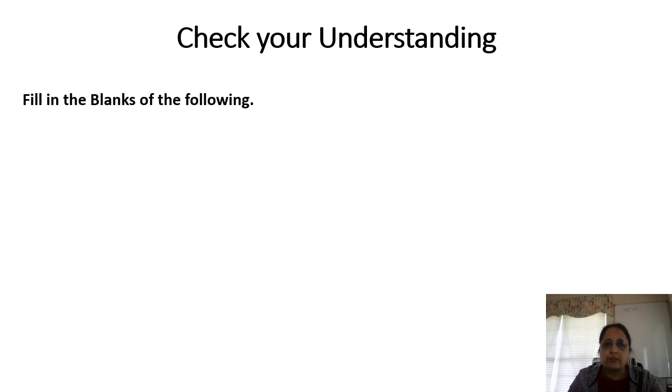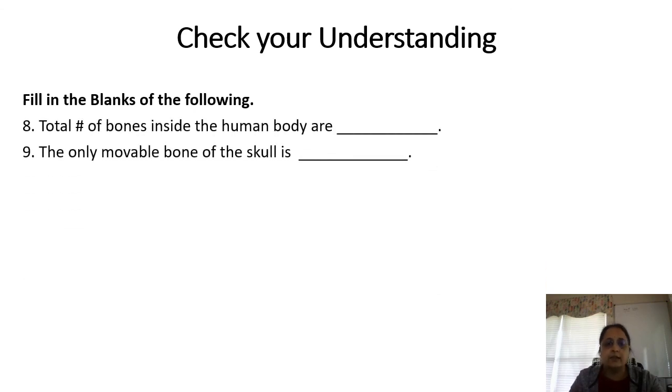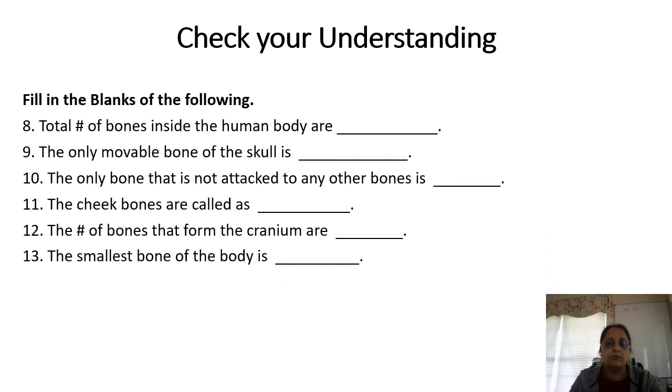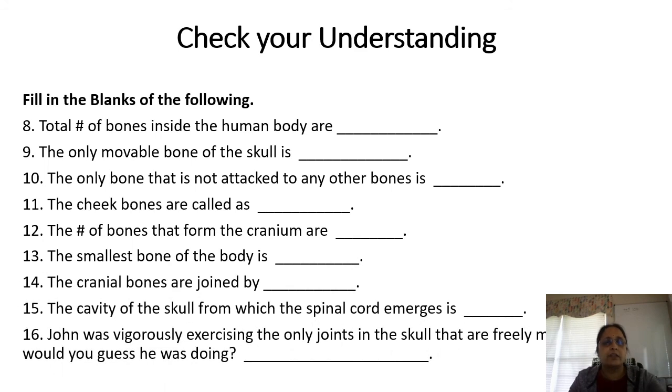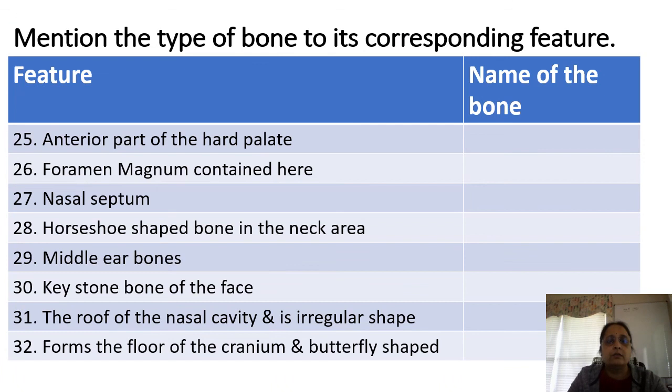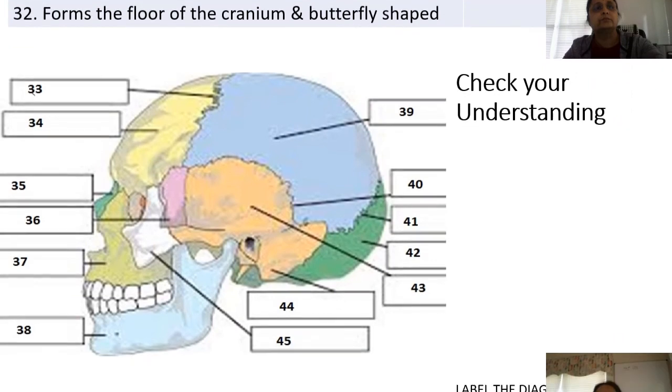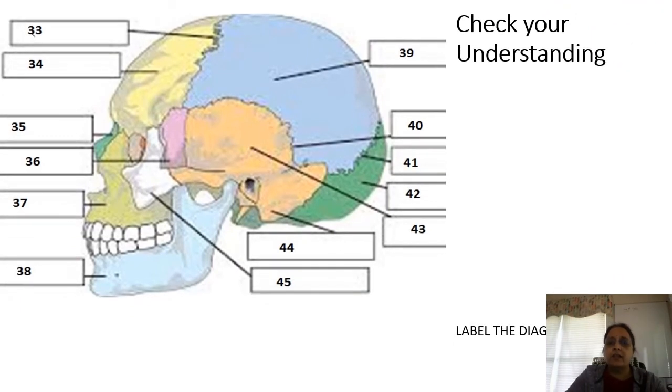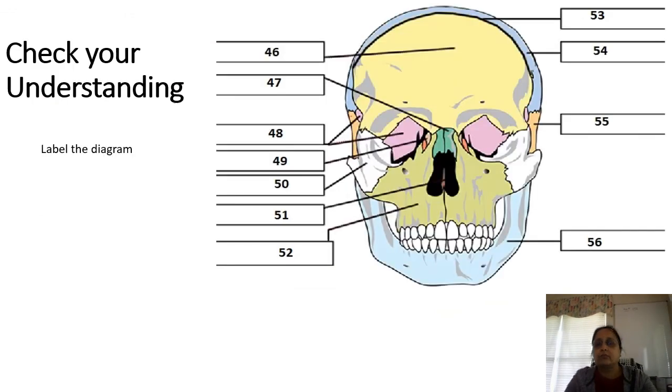Okay, time for you to check your understanding. I have given some fill in the blanks, so try to finish it. Quiz: in this slide I have given some characteristic features of the bones, so you need to identify and write the name of those bones. Okay, now it's time for labeling the diagrams. Okay, so that's it guys.